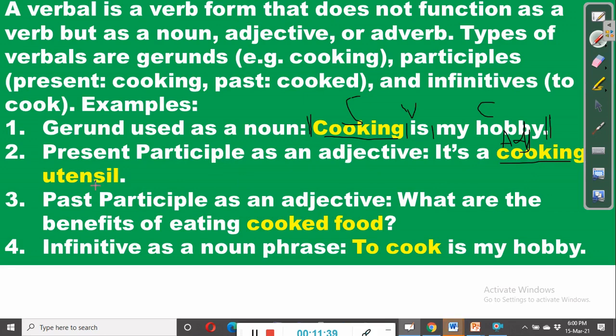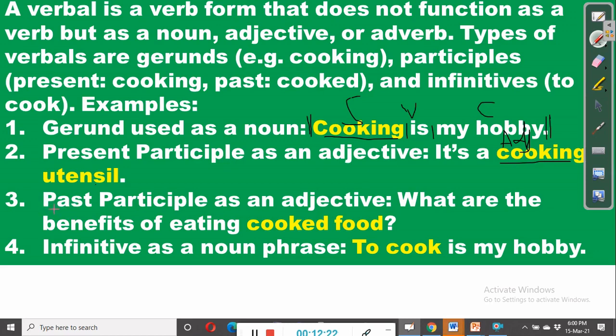And naturally, someone may ask, what type of utensil? That's the kind of question adjectives answer. What type of? Then you give an adjective to describe it. So then you can say cooking utensil because it might be a frying utensil, such as a frying pan, or a baking utensil. But this is a cooking utensil. So that shows you that the word cooking here is describing the noun utensil. It is a modifier, which essentially is what an adjective is.